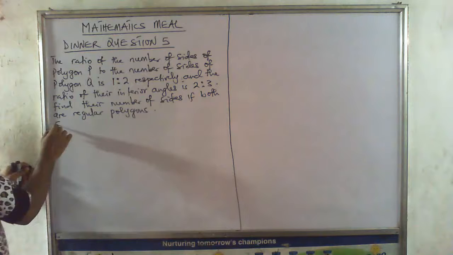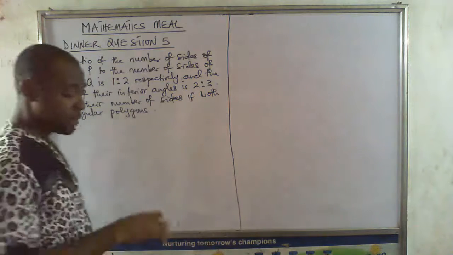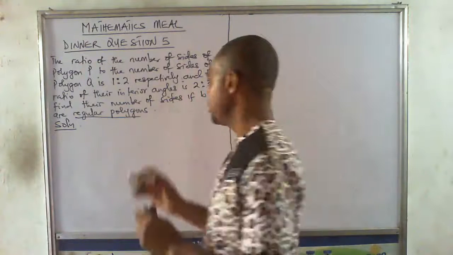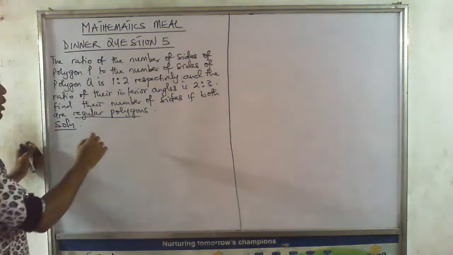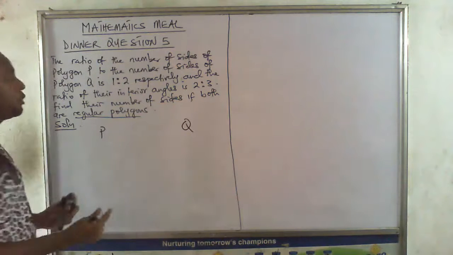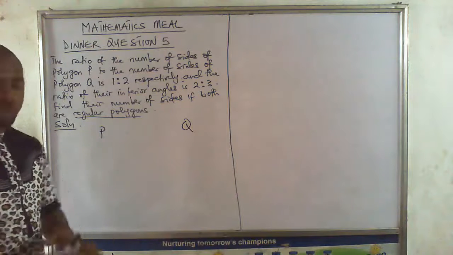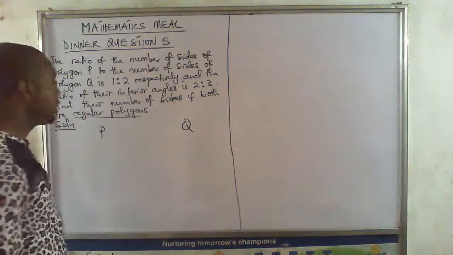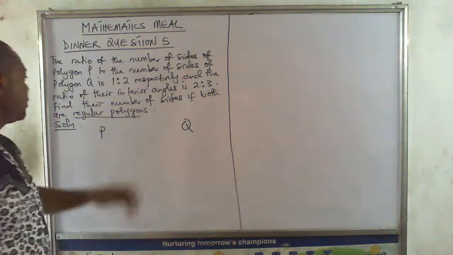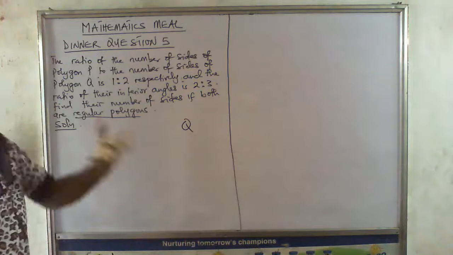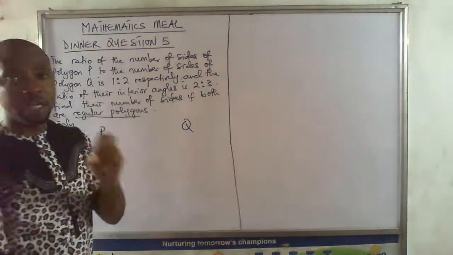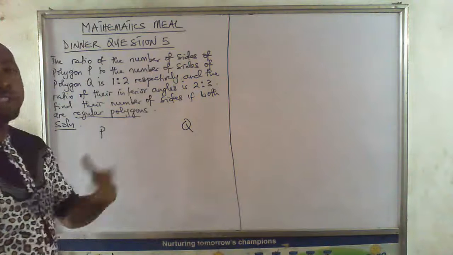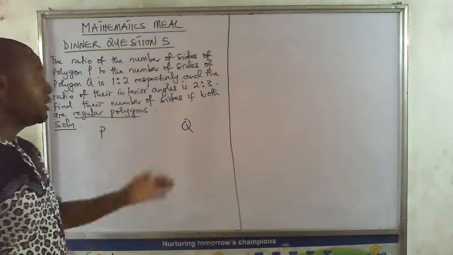So let's begin to transform all this grammar to mathematics. The beautiful thing here is what I saw at the end: they are regular polygons, so it will help us. We have two polygons, polygon P and polygon Q. There's always a need for us to set up our problem properly so that you will not have hitches trying to solve questions. Because they are regular polygons, we usually represent each interior angle of a regular polygon using I. And generally we use N to represent the number of sides in a given polygon.